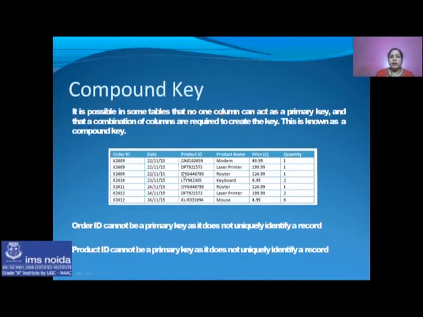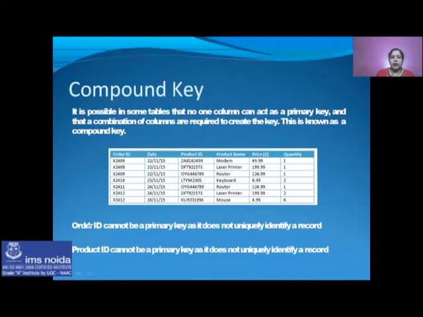The primary key is not a particular unique attribute. Order ID and the product name are duplicated. But if we have a combination of order ID and product name, we can consider that combination as a composite key. So this is considered a compound key.